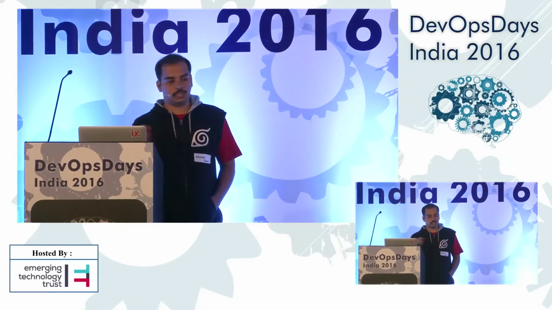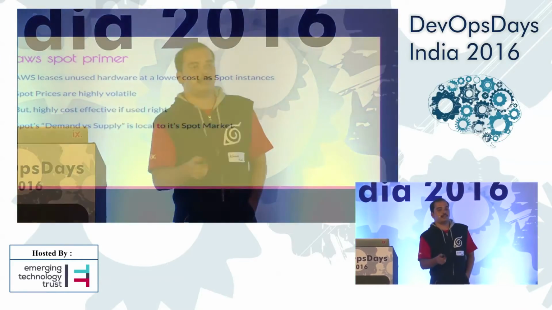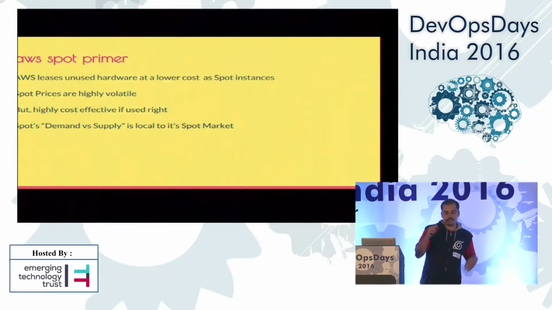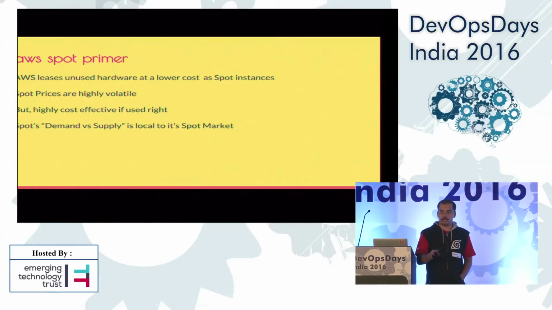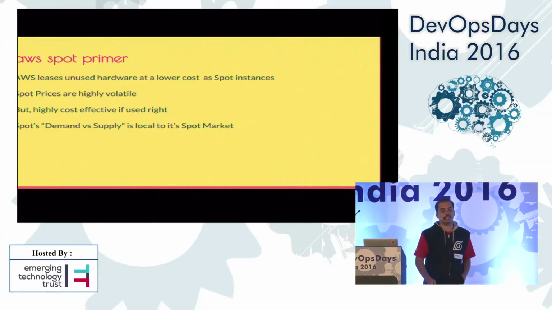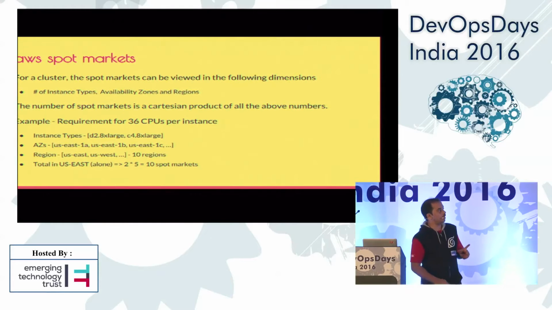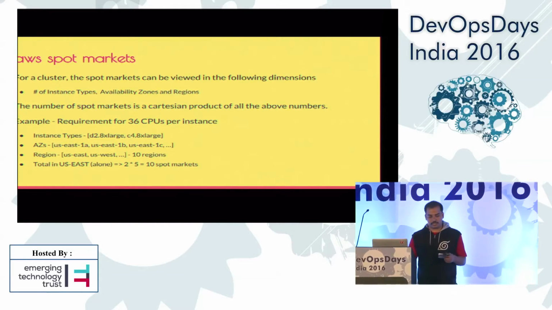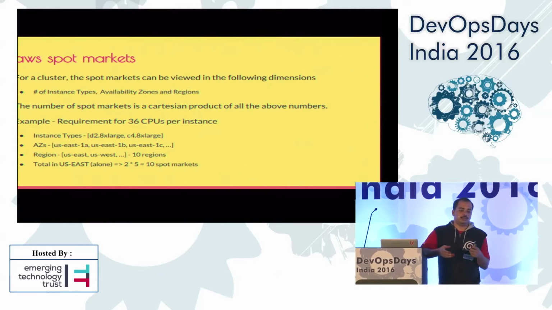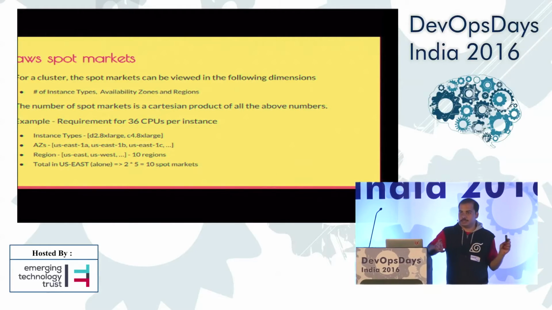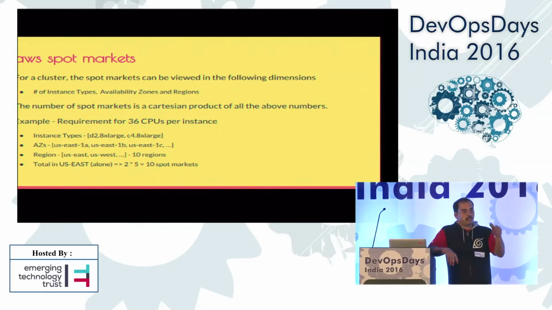The other part is the demand and supply, or the price fluctuations. The volatility of the spot prices is very local to its spot market. A spot market is this: if you're planning to run a cluster, you could choose one of the many instance types that Amazon has, and you could launch those instance types on any of the availability zones in any of the regions.